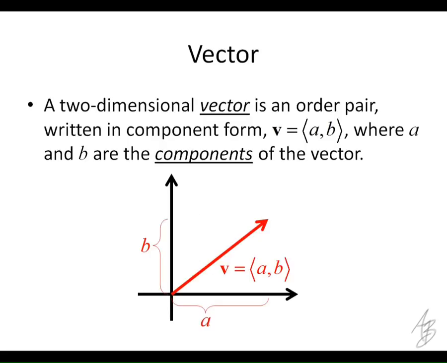So some terminology you'll need to know about vectors and what these things mean. A vector is an ordered pair written in component form. Component form means that it has two components. It has a horizontal component and a vertical component in this case. It could be other components, but those are the directional components that we're going to use here.